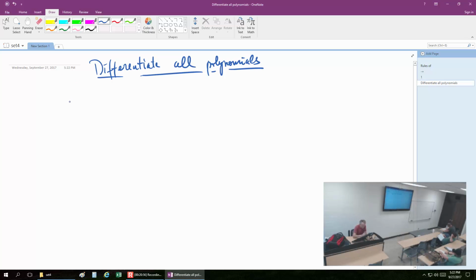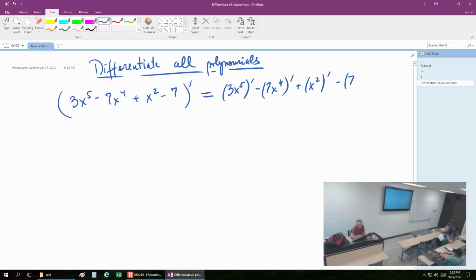So say 3x to the 5th minus 7x to the 4th plus x squared minus 7. And then you just split it and apply until you only end up with powers, and then apply the power formula. Okay, so I first split them according to addition and subtraction. So I'll have, these are the last operations carried out with this function. Okay, and then I factor, so that's the sum rule.